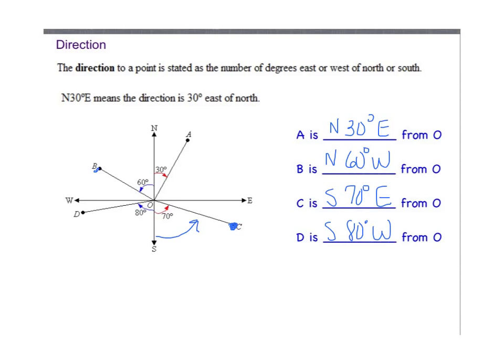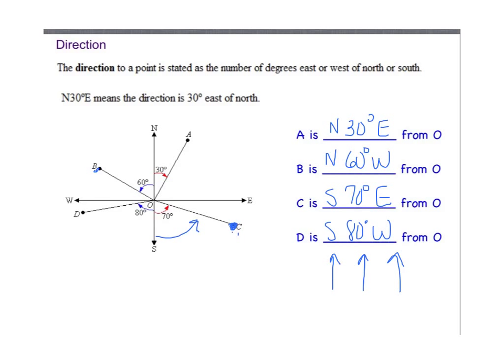Now, be sure that you're putting the north and south first, the east or west second, and then the angle in between. All right, and notice how this is written. A is this from O. So in other words, if I start at O and I go north 30 degrees, 30 degrees east, I'm going to end up at A. Okay, and if I go from the O, the origin, south and east, 70 degrees from south, a certain length, then I'm going to go to C.